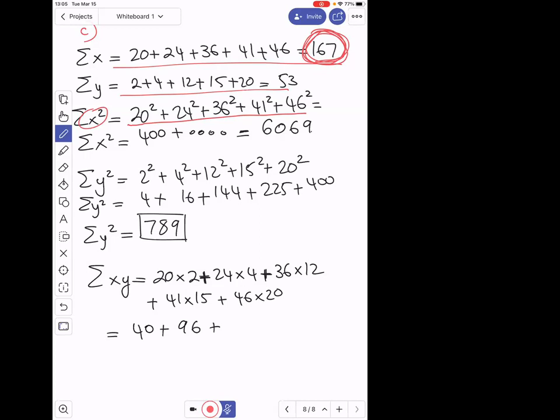36 times 12, let me see my notes, so that's 432. Thank you. And then 41 times 15, that's equal to 615. Thank you. And 46 times 20, that's 920.